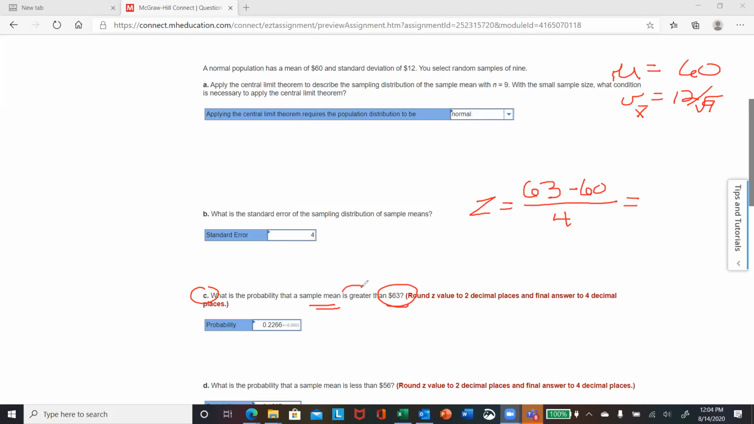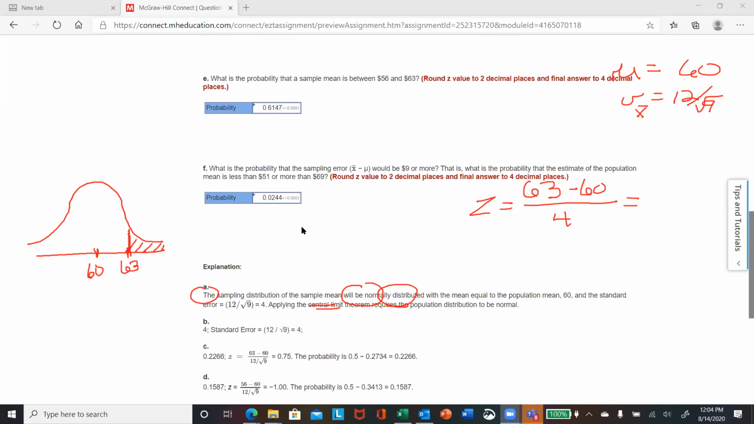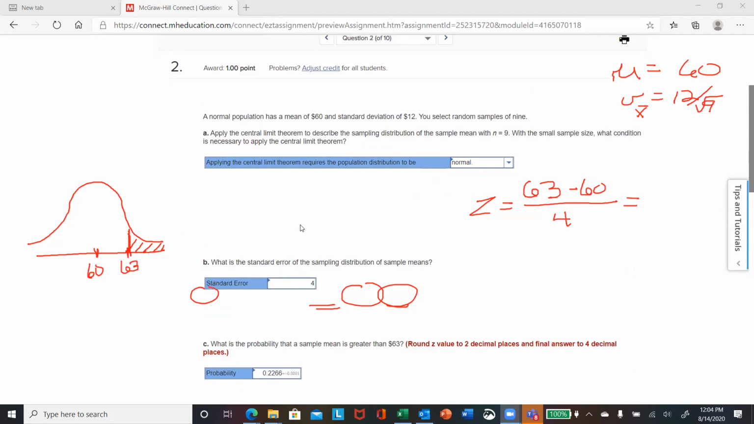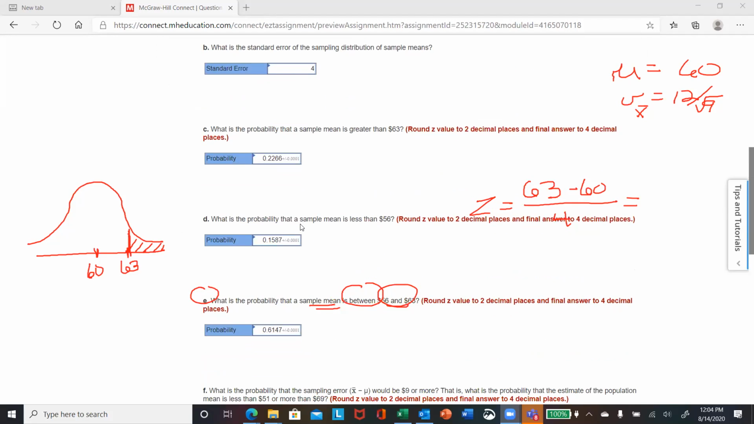And they want it to be greater than. So it's kind of like saying, if we go back and draw our curve, and we had 60 as our mean, that's in the middle, that's our mu value. And then we've got 63. We're essentially looking at the area to the right of that. And so our z-value for C, it looks like it would be about 0.75. Put that right there.